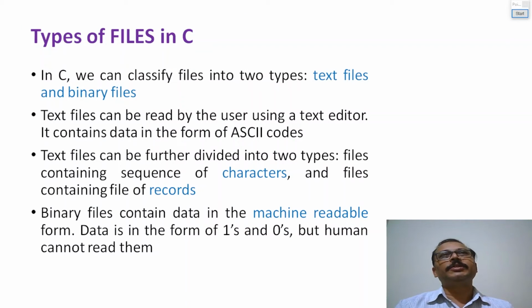So as we discussed, in the case of C language, we are interested in two types of files: text files and binary files. In the case of text files, the data is in the form of characters or text, whereas in the case of binary files, data is in terms of ones and zeros, which is machine readable, not human readable. Text files are human readable, whereas binary files are machine readable.